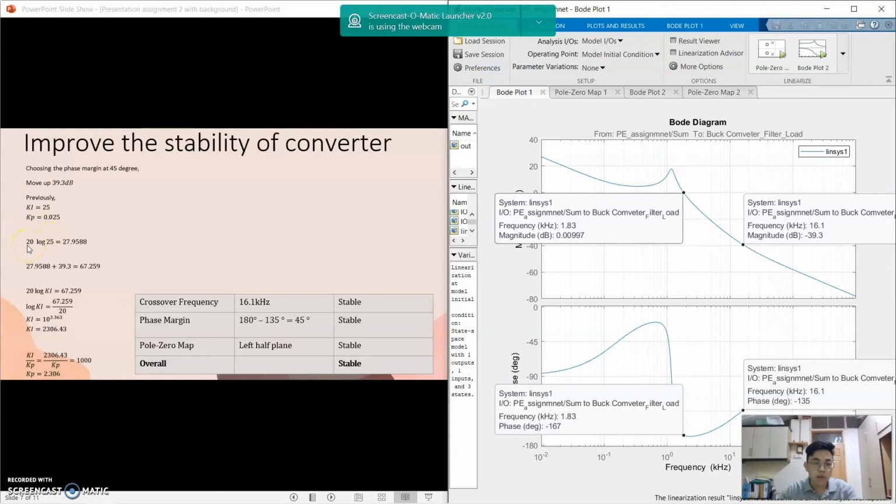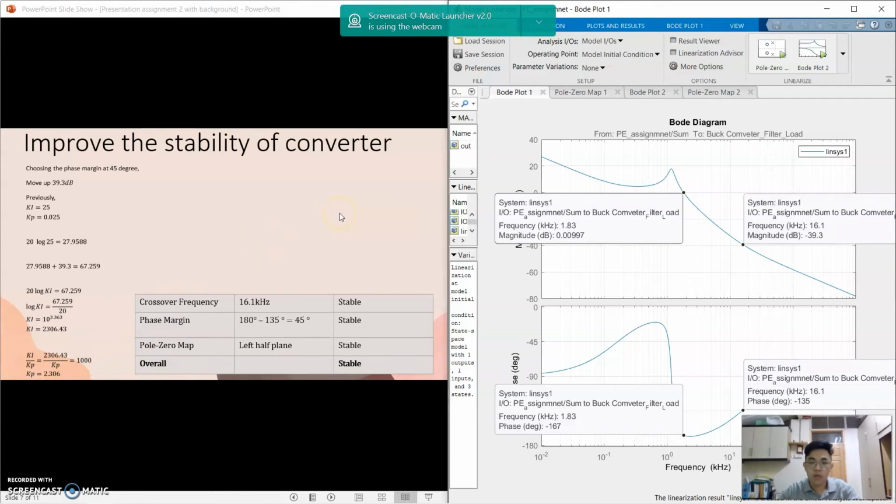By using the formula 20 log 25, we will get 27.9588. By adding the old one and the new one, we will get 67.259. And again, we substitute the formula and we will get the Ki equal to 2306.43. And we substitute this Ki value to get the Kp value, and the Kp value we will get is 2.306.